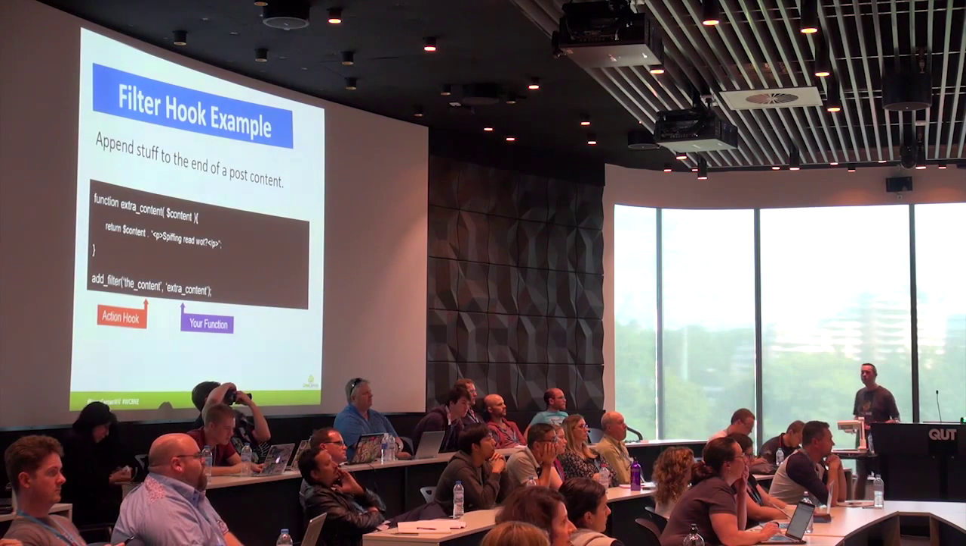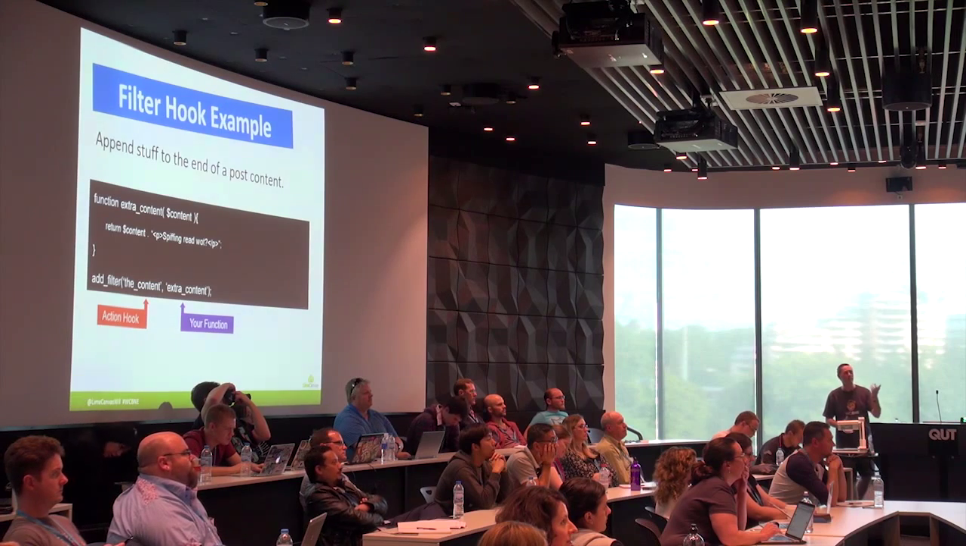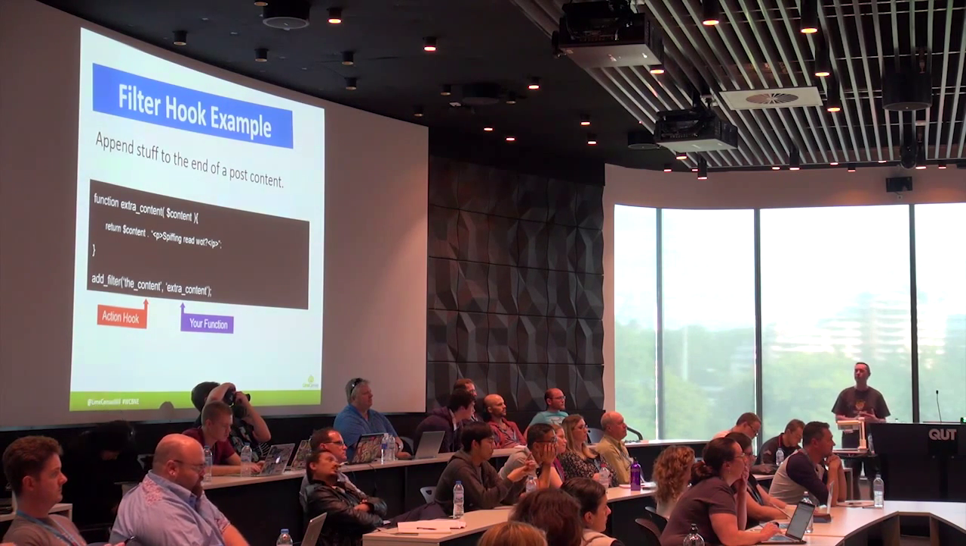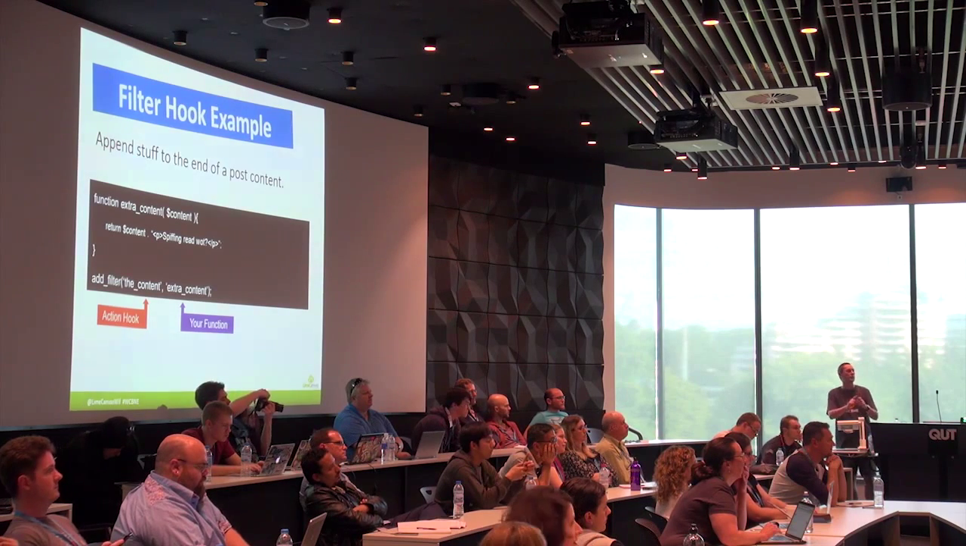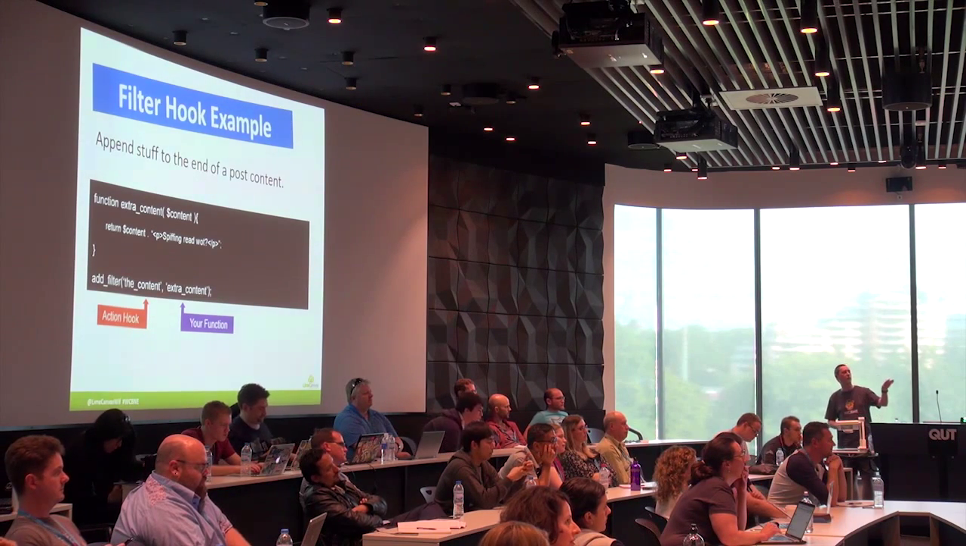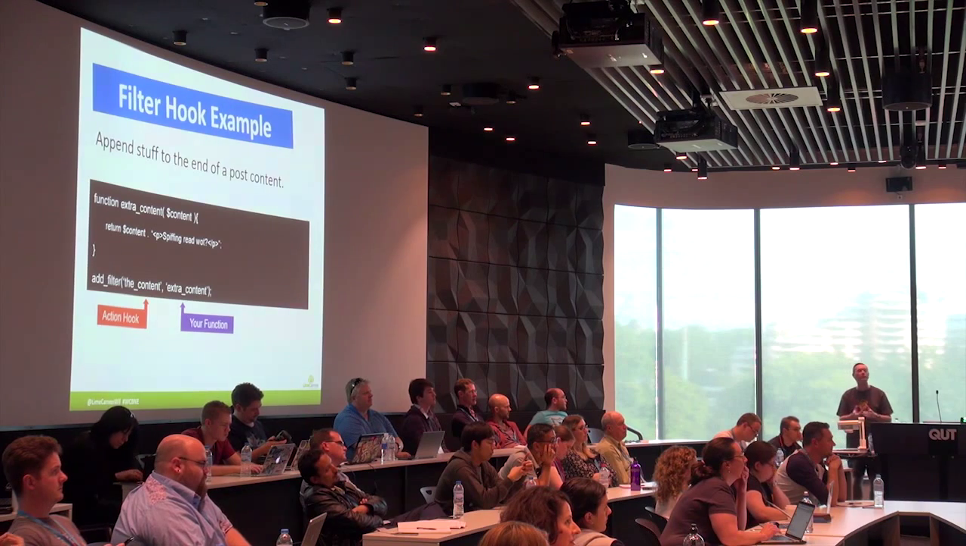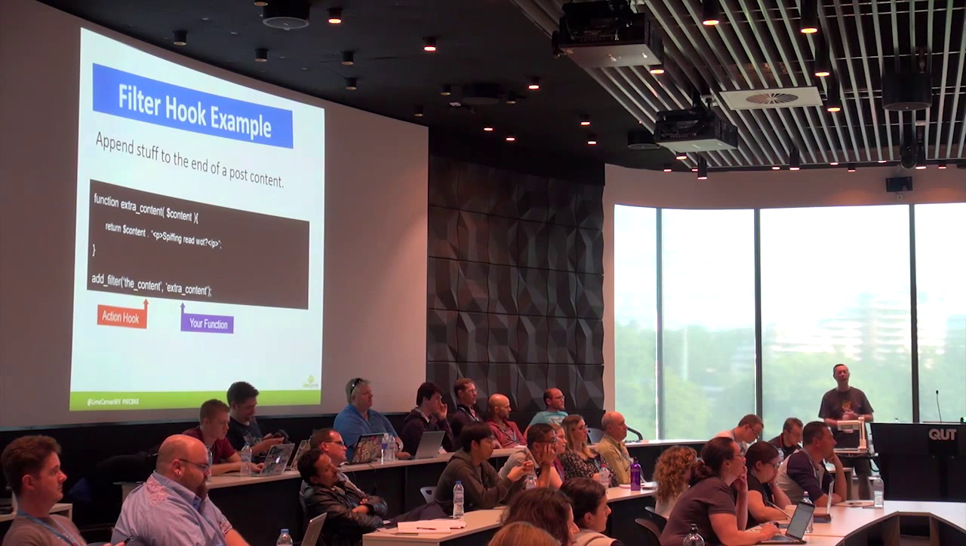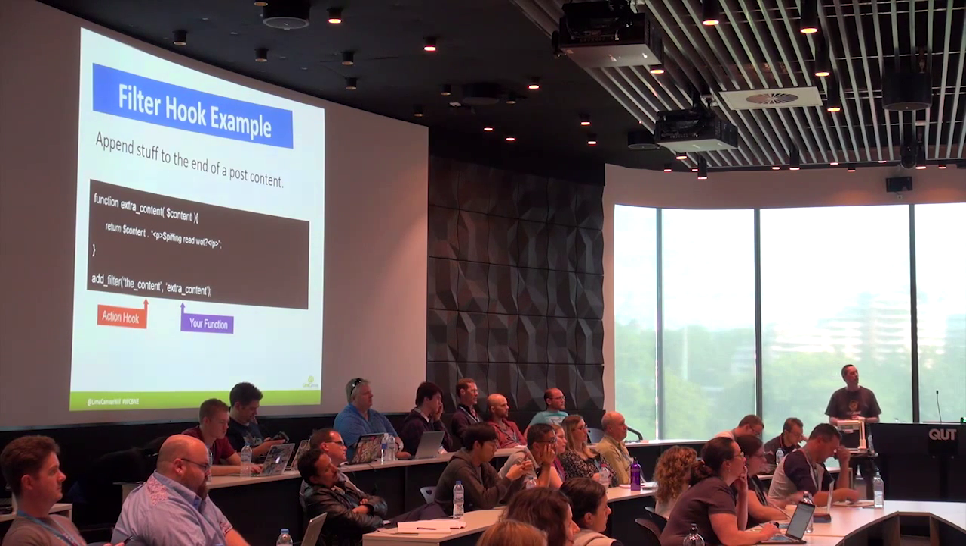So filters are very similar to that. And here's another example. So what we're going to do is add stuff to the end of post content. So that's your editor window. And so anything that's in there, if we run this filter, it's going to change that. So what we do here is we add_filter the_content, which is the hook, and then our function, which is extra_content. And the function is right above there.